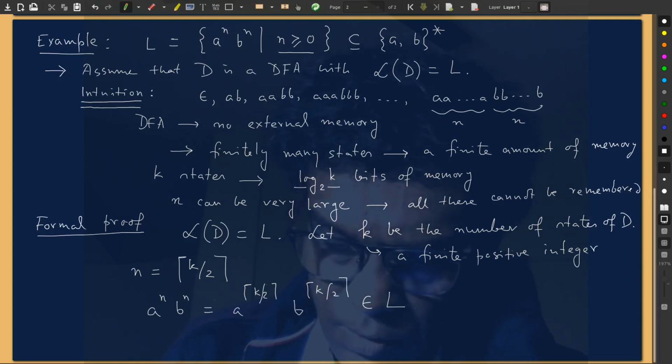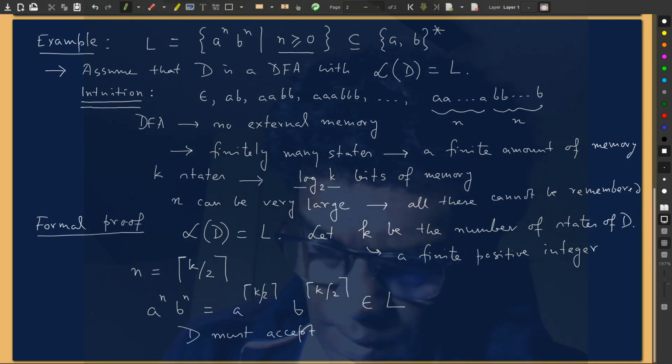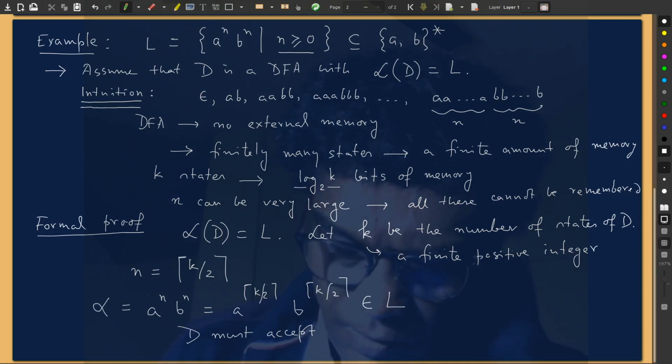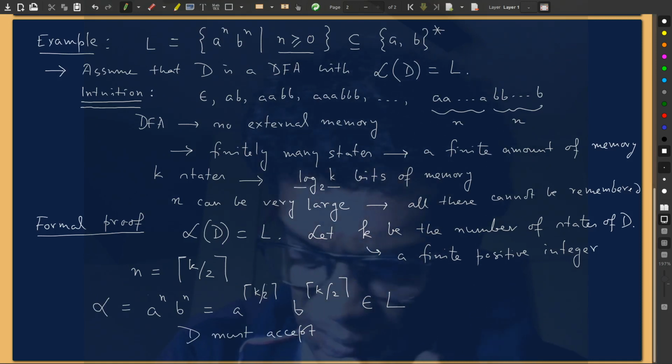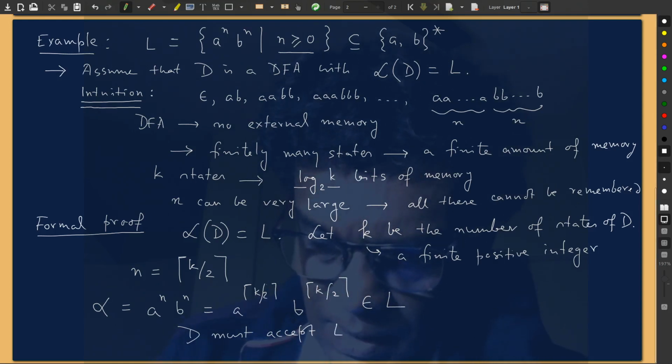and therefore D must accept this string. Let us give it a name, maybe alpha, because other things like W, U, V, X, Y, Z we will use for some other purpose. For the moment, let us call it alpha. Since this is in L, D must accept it.